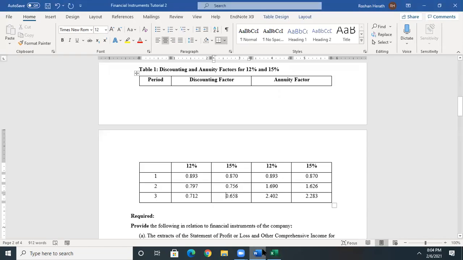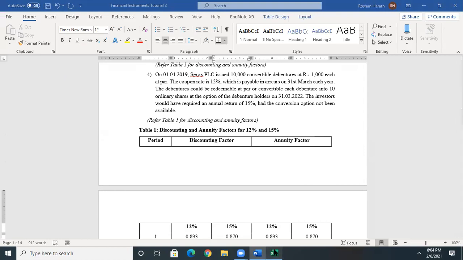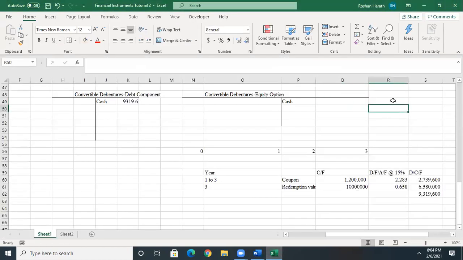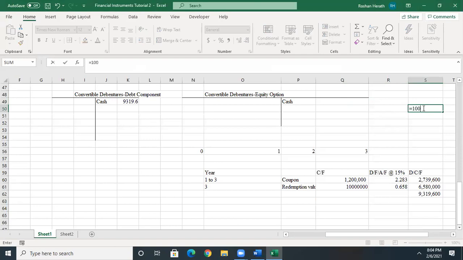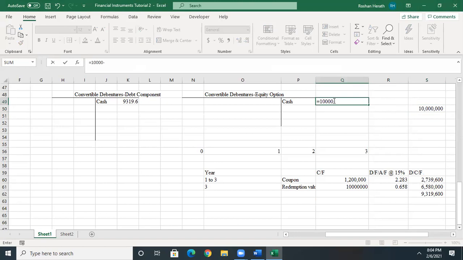So here you have the 10,000 receipt. It's going to be 10,000, the total receipt what you would get. Simply work it out. 10,000 shares into 50,000 debentures into 1,000 each. This is the amount. So if you take the figures in 1,000, it's going to be 10,000. That is the money that you get. So out of that, 9,319.6 is a kind of a debt, and the difference, that is your equity option.